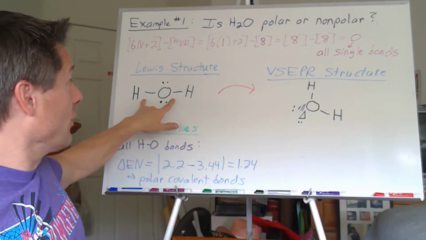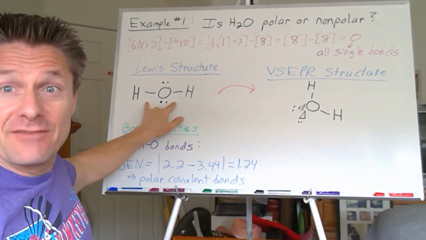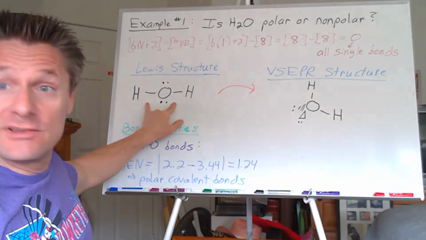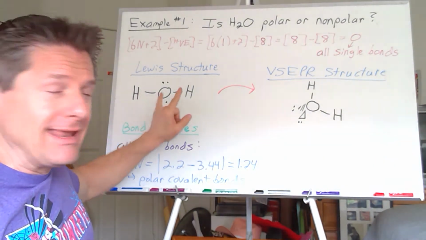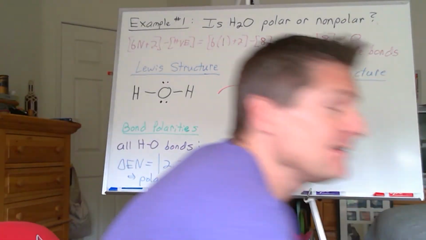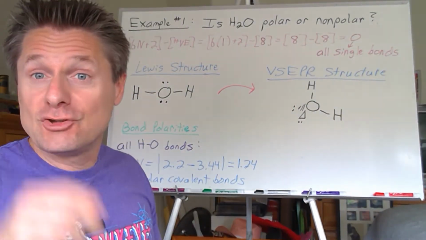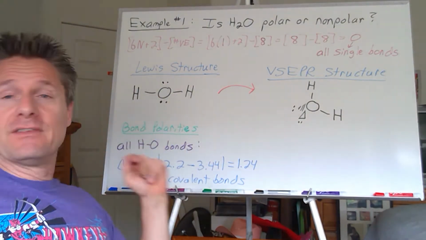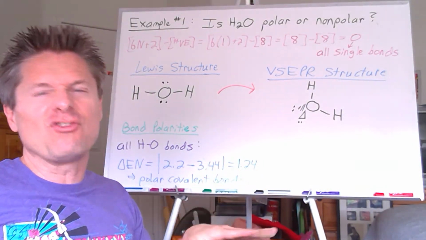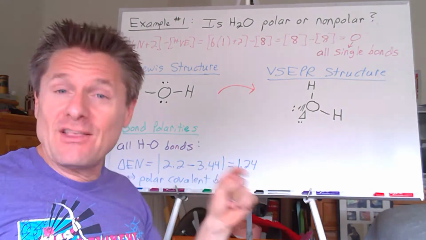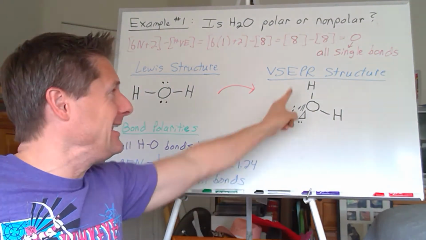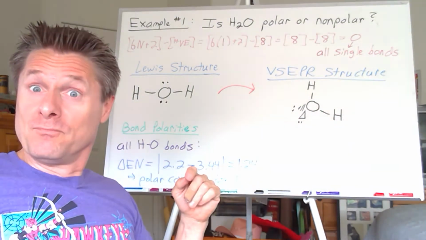Now looking at the Lewis structure, that looks like carbon dioxide. It's just you have single bonds instead of double bonds. And it looks symmetric, doesn't it? So if you stop there, you would say, hey, water would be like CO2 because it's symmetric. The bonds are the same. They'd cancel out. This should be a nonpolar molecule. Wrong. You have to look at the VSEPR structure in three dimensions. It's not linear. It's bent.